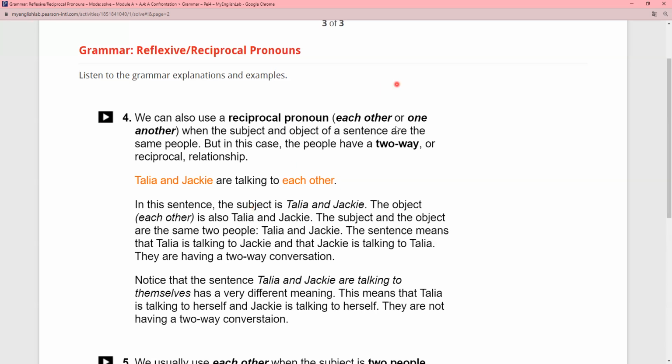If I'm going to text you and I'm going to say, I will see you, at what time can we see each other? So it means that you're going to see me and I will see you, okay? So that's a reciprocal one, right?